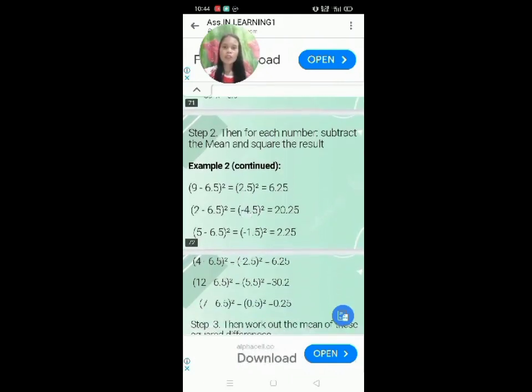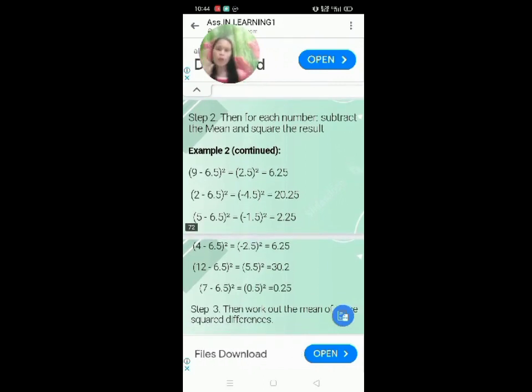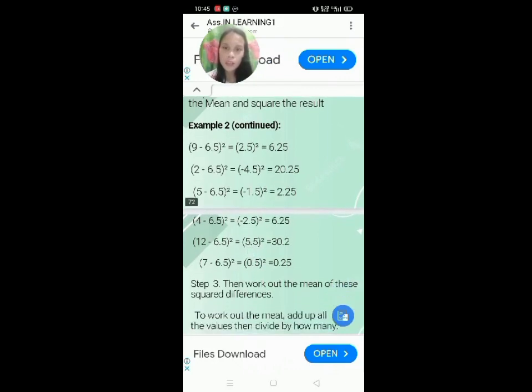Step 2, for each number, subtract the mean and square the result. Let me take three examples. 9 minus 6.5 squared equals 2.5 squared equals 6.25. Next, 2 minus 6.5 squared equals negative 4.5 squared equals 20.25.